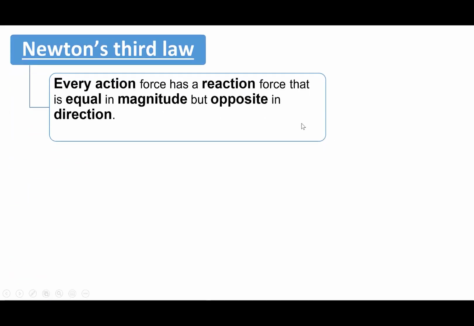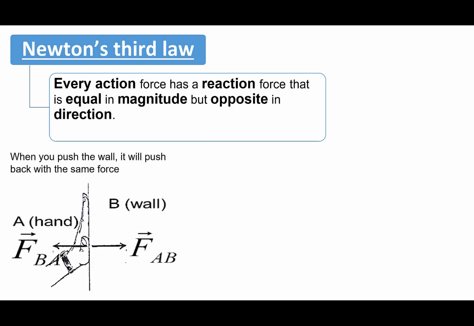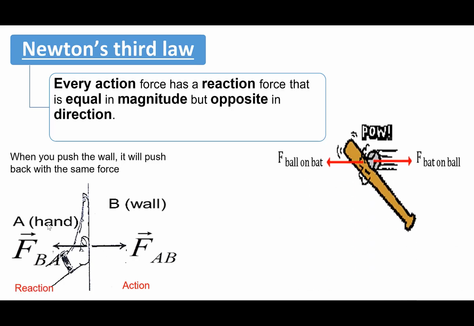Okay, now look at Newton's third law. Newton's third law states that for every action force, there will be a reaction force that is equal in magnitude but opposite in direction. What is meant by this statement? Look at this first example. When we push the wall, that is the action force that we do. At the same time, the wall will react and push back on our hand with the same magnitude of force but acting in the opposite direction.